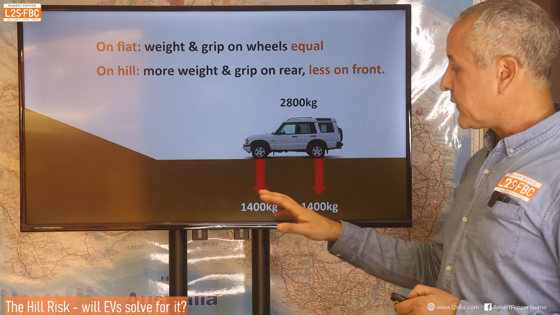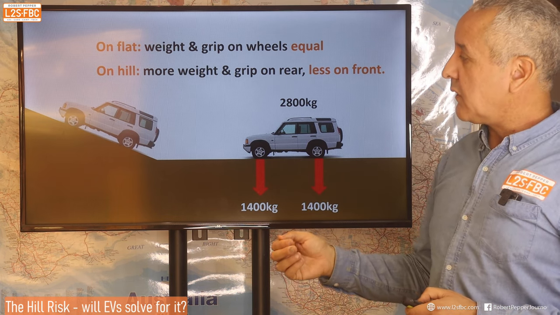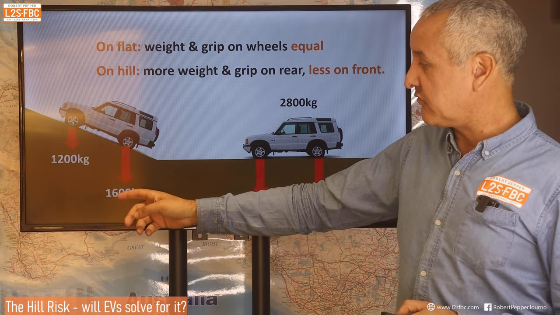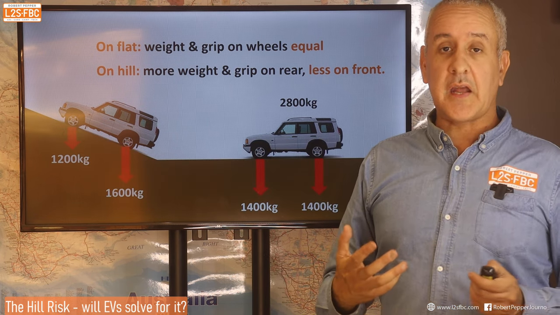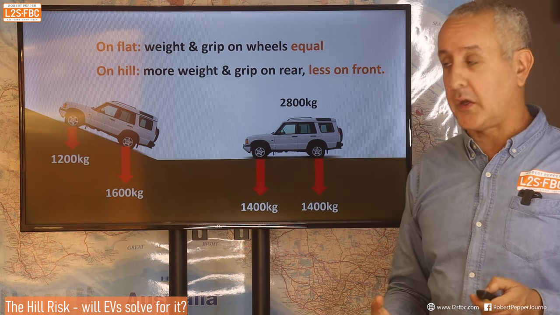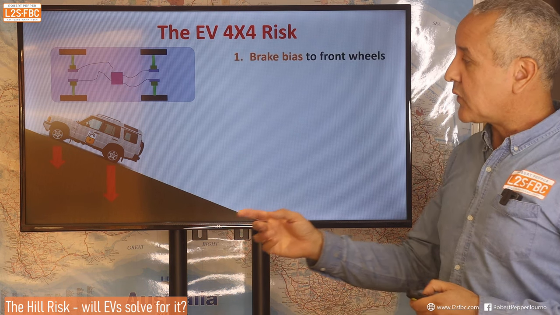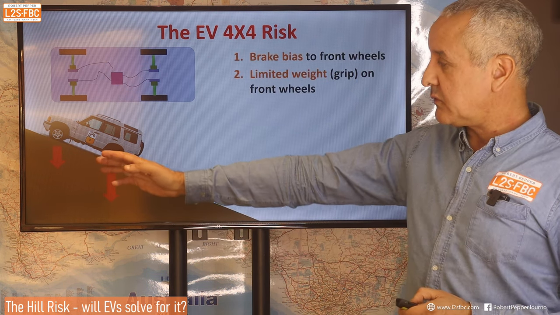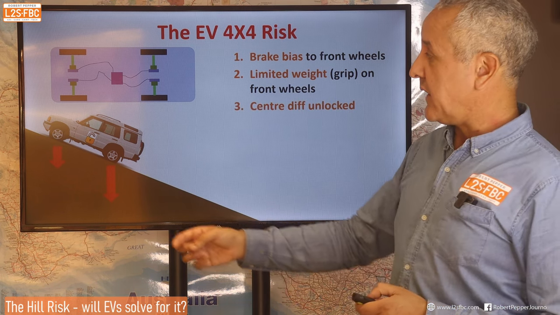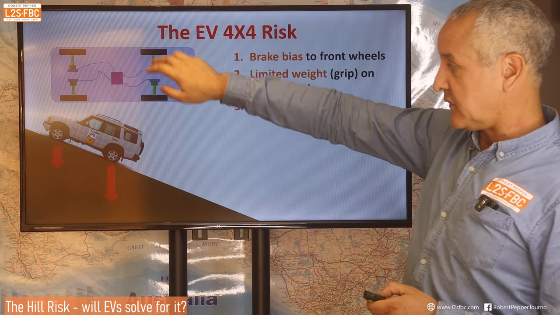On the flat, we've got equal weight, we'll just call it 50-50, front and rear, and we go onto a hill, and of course, because it's now on an incline, we've got more weight on the rear and less on the front. That means we've got much more grip on the rear tyres and much less grip on the front tyres. And this is where the problem comes in. So we're up on our hill and we've got the brake bias to the front, we've got limited weight on the front wheels, and we've got the centre differential unlocked. And in software cases, let's say that we haven't made some form of software lock so that the front axle has to turn the same as the rear.